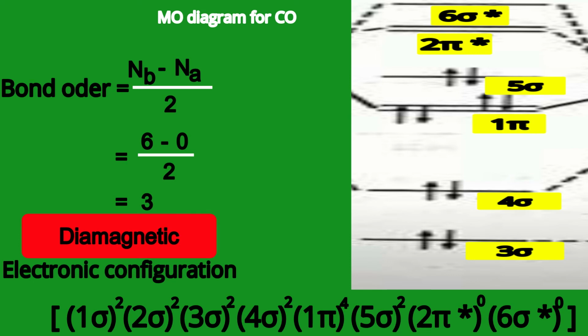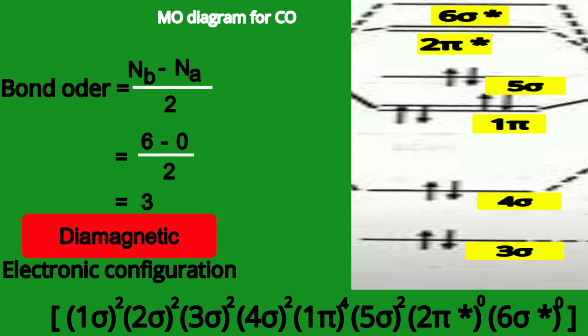4 sigma orbital, first bonding orbital, 2 electrons are there. 1 pi orbital, bonding orbitals, 4 electrons are there. 5 sigma orbital, non-bonding orbital due to sp hybrid orbital of carbon, 2 electrons are there. 2 pi star, antibonding pi orbital, no electrons. 6 sigma star, antibonding sigma orbital, no electrons.